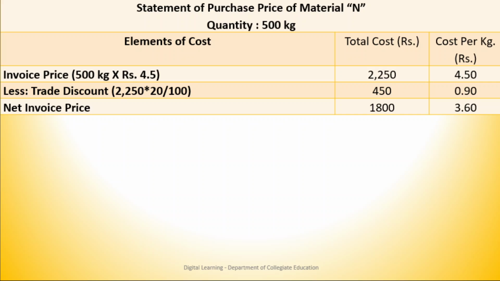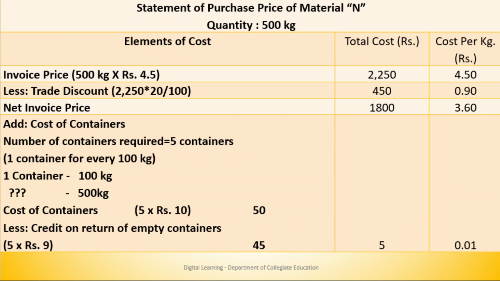Less trade discount of 20% given. Always calculated on invoice price: 2,250 into 20% comes up to 450. 450 divided by 500 kg, 0.90 would be the trade discount per kg. Now, from invoice price, when we deduct trade discount, we get the net invoice price of 1,800. 1,800 divided by 500 kg is 3.60 per kg.